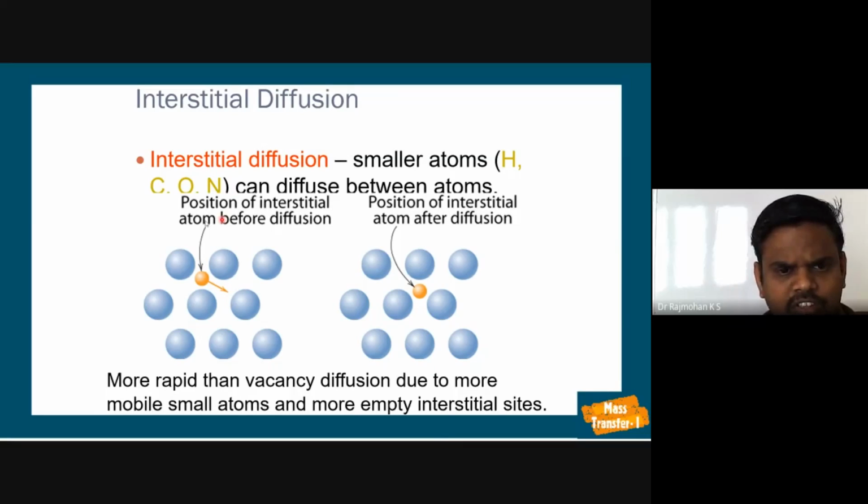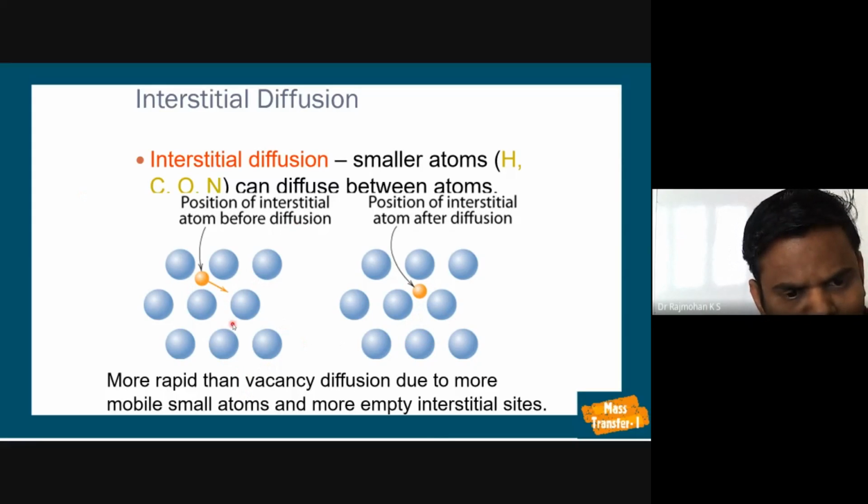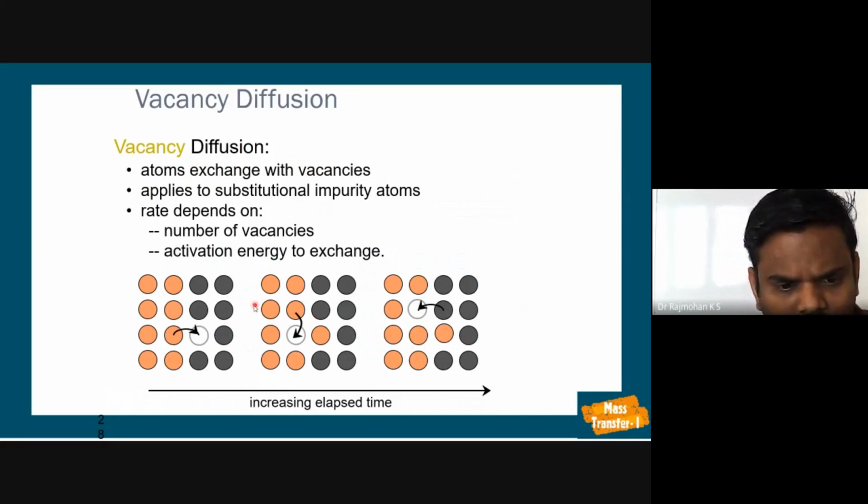This will happen in the case of smaller atoms like hydrogen, carbon, oxygen, nitrogen. They can diffuse between larger atoms in solid materials, metals. So this is before diffusion, after diffusion. They will keep moving from one position to another position. In comparison to vacancy diffusion, this diffusion is more rapid, because there are more mobile small atoms and more empty interstitial sites. Interstitial sites are more than vacancy sites, right? Obviously, when you have atoms, the chance of an absent atom is less, whereas the gap between two atoms is always available. So this movement takes place faster than in the previous case of vacancy diffusion, where, as we have already seen, if there are more vacancies you get more diffusion. But here, by default, you have more interstitial sites.